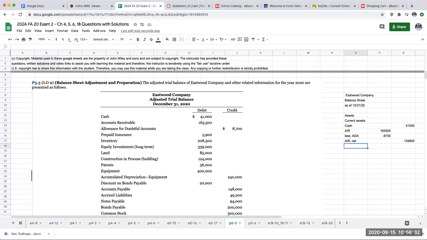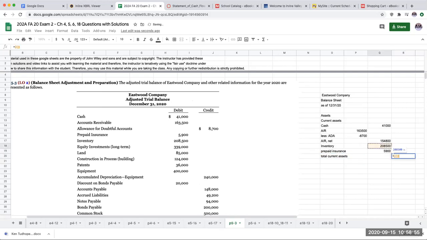Then over here, we have inventory, 208,500. And then we're also going to be having here prepaid insurance. So our prepaid insurance is 5,900. So our total current assets is going to be the sum of these four values right here.